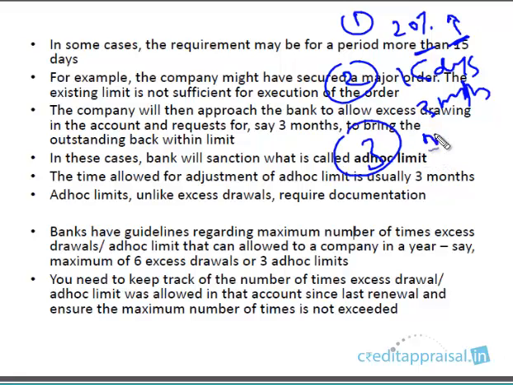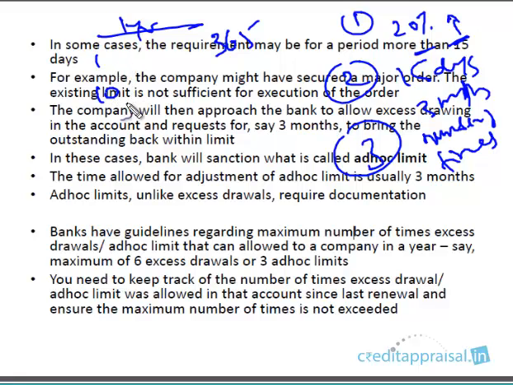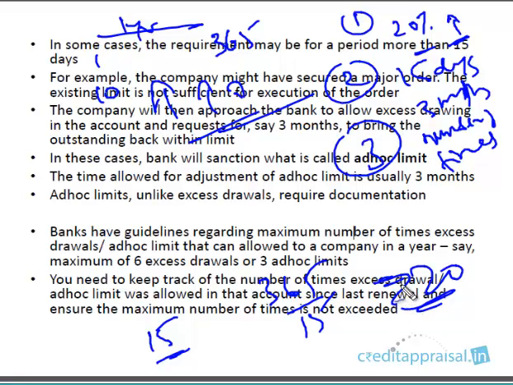Bank policy might also say the number of times excess drawals or ad hoc limits can be allowed within that one year. Say the limit is renewed for 1 year. During this year, can the company take excess drawal as it likes? There are 365 days until the next renewal. On the 10th day, the company exceeds the limit by 20% and brings it back within 15 days. Then can it go again, a second time, a third time? Technically, if you give a gap of 15 days, the company can do this up to 365 by 15 times, which is more than 20 times.